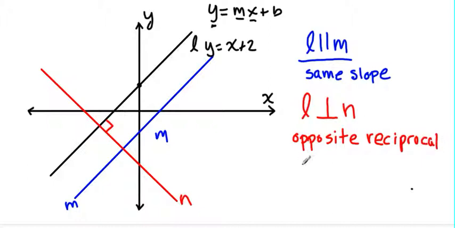Opposite reciprocal. So since we have a slope of 1, we have to then convert it by flipping it and changing the sign. So the slope of N is negative 1. Well, what if L had a slope of 2? Well, M would have a slope of 2, but N would have a slope of negative 1/2.